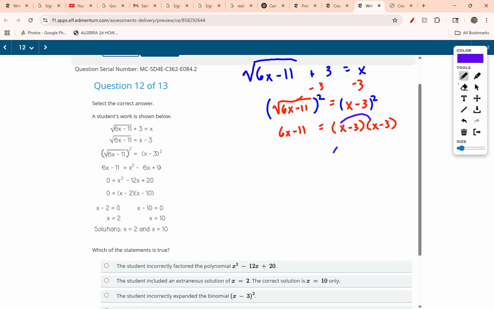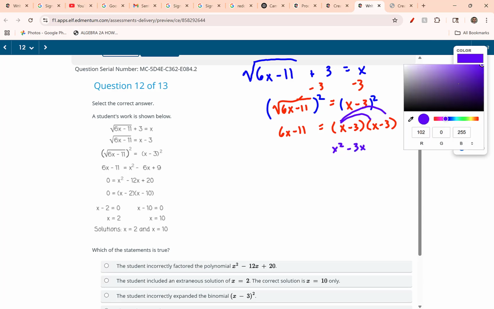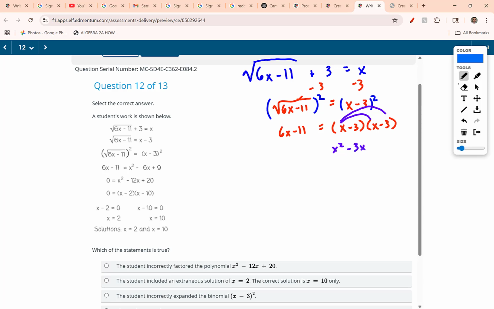So x times x is x squared. X times negative 3 is negative 3x. Different color, just for clarity's sake. Negative 3 times x is negative 3x, and negative 3 times negative 3 is positive 9. I'm going to combine these like terms here, and that gives us x squared minus 6x plus 9 on the right side. On the left side, it's 6x minus 11. So far, same thing. Next thing is they get it equal to 0.